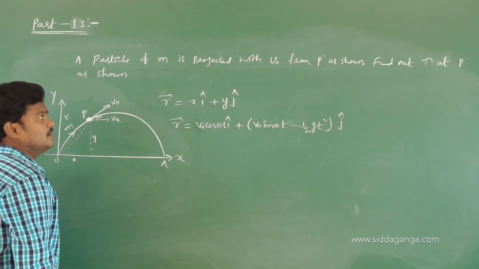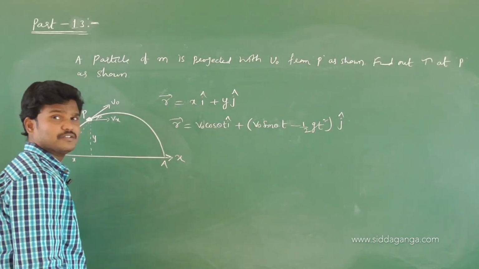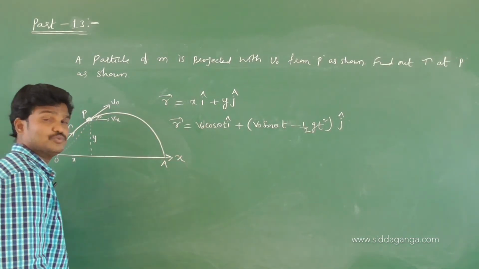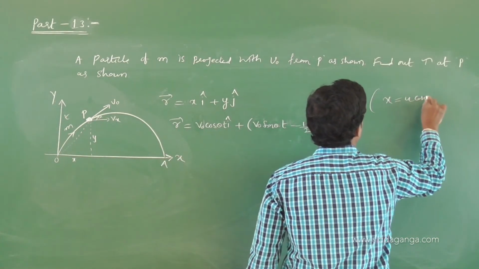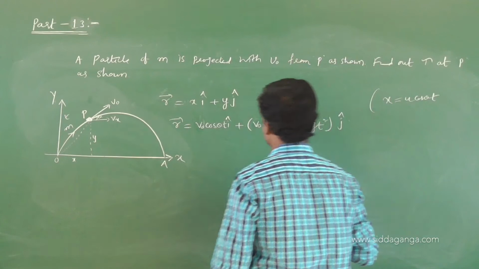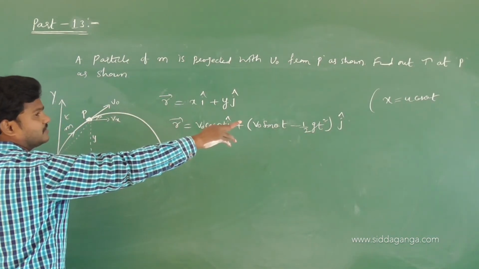Okay. X is nothing but v cos theta into t. I just wrote it from projectile motion, the horizontal component. X is equal to u cos theta into t. You remember this. And this is the y component. Y is nothing but ut minus half gt square.